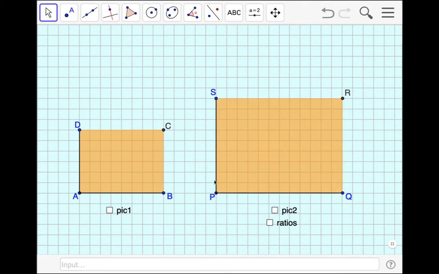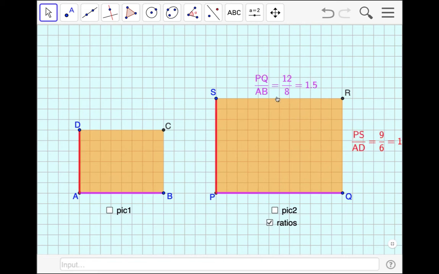Now similarly, I will calculate the length of PS, because the corresponding side of AD is PS: 1, 2, 3, 4, 5, 6, 7, 8, 9. So AD was 6 units and PS is 9 units. So you can calculate the ratio, either 6 by 9 or 9 by 6. Let's do it for AB. AB is around 8 units, and what is the length of PQ? PQ is around 12 units. So from 8 units to 12 units. Now this is from 6 to 9, this is 8 to 12.